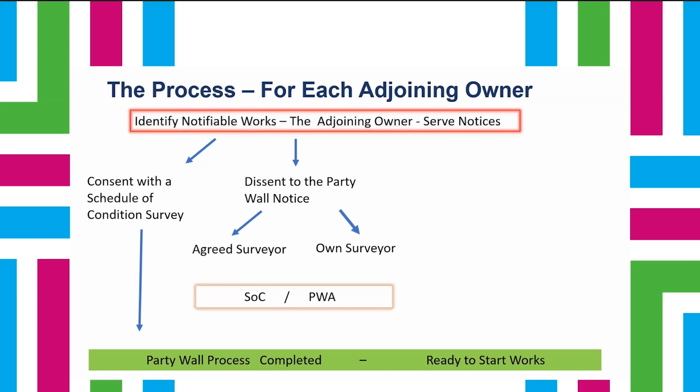Now, in residential settings, the output is very much similar, whether they use their own surveyor or they use an agreed surveyor. The only difference is costs go up. That's the bit that nobody likes, really. But again, the output is there'll usually be a schedule of condition and a party wall award. That's it. When that's done, you're ready to start works. Now, assuming all the adjoining owners or notifiable owners have done, you're ready to start works. It's advisable to wait till all the adjoining owners have finished their process. Not always possible, but advisable.